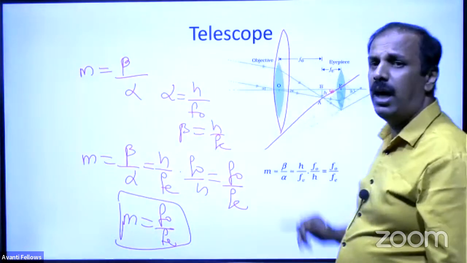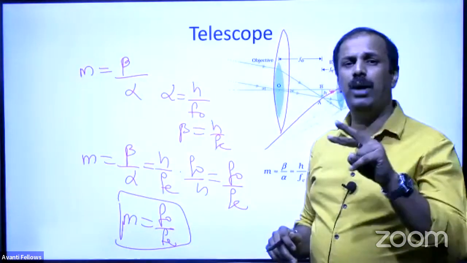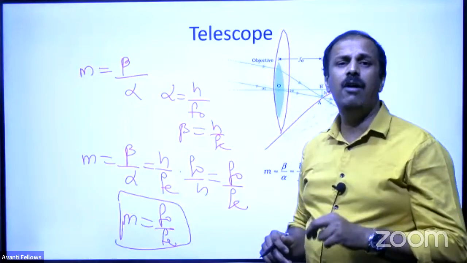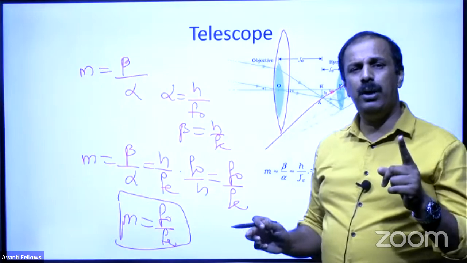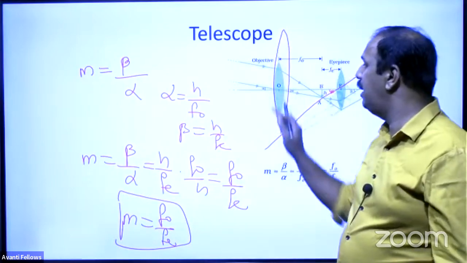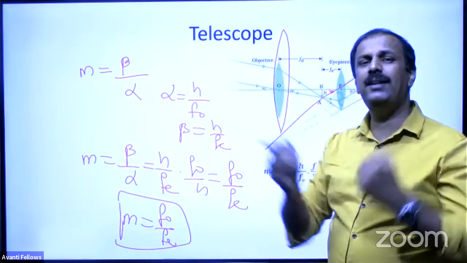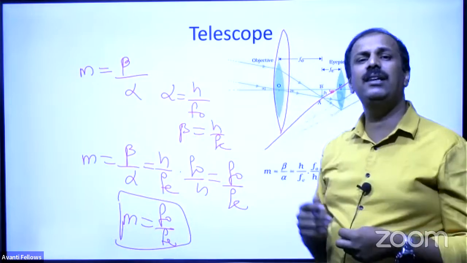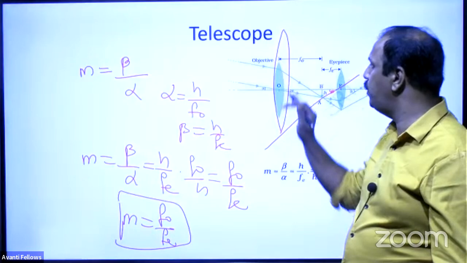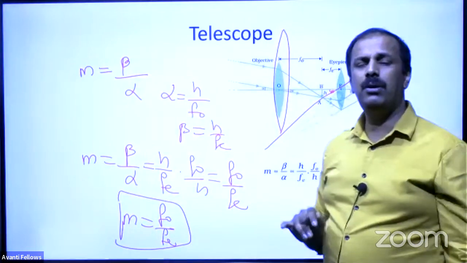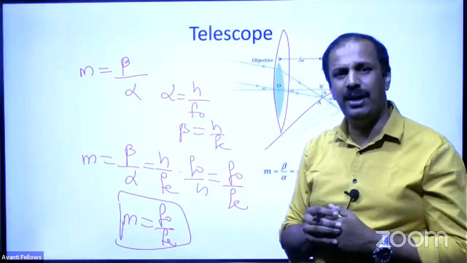So when we have a large objective, we have two advantages. This is a very, very important question. Why should the telescope have a large objective? So the first point is, when the objective is large, the amount of light entering inside, or the light gathering ability, will be very high. So the telescope should have a large objective because it should gather more light.